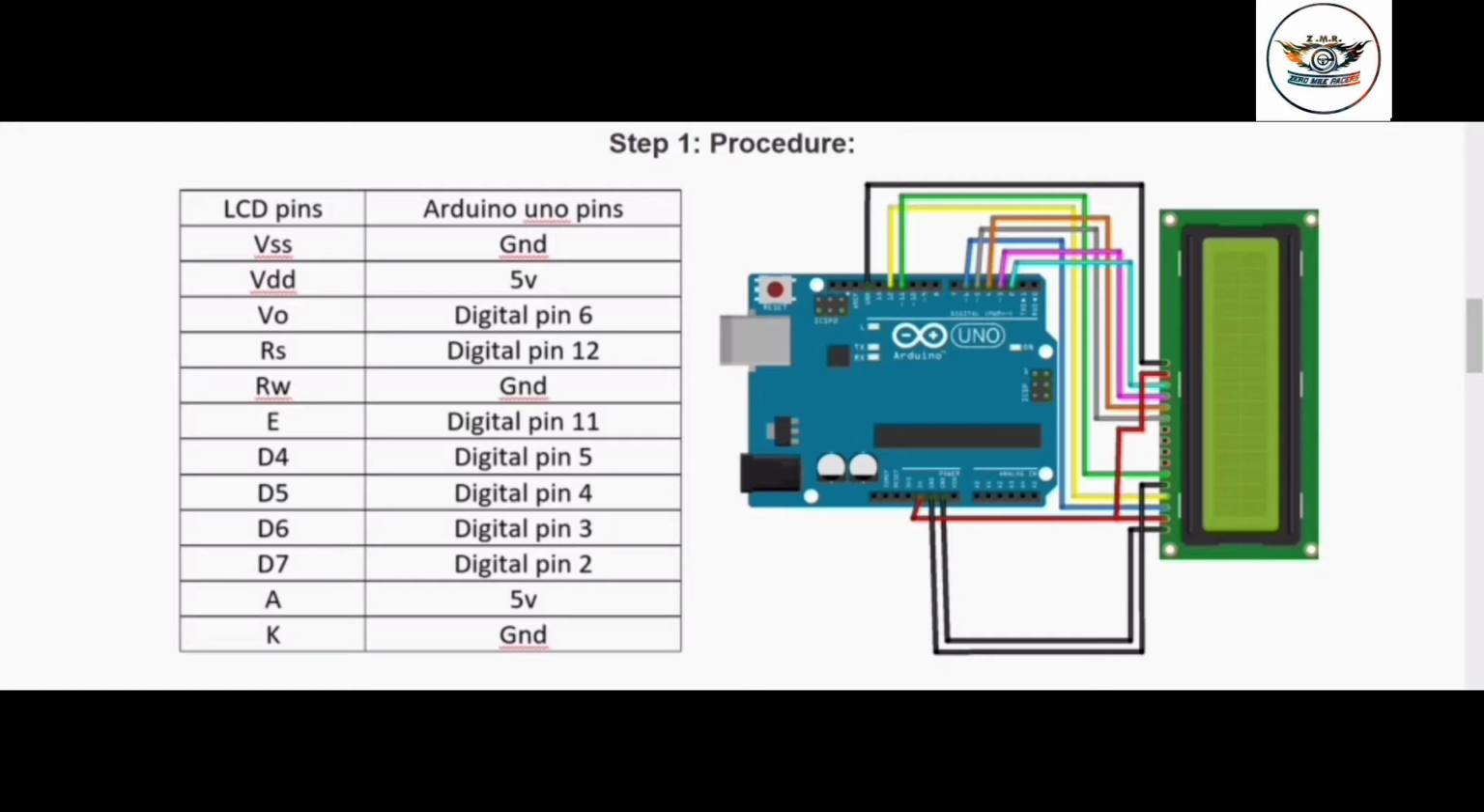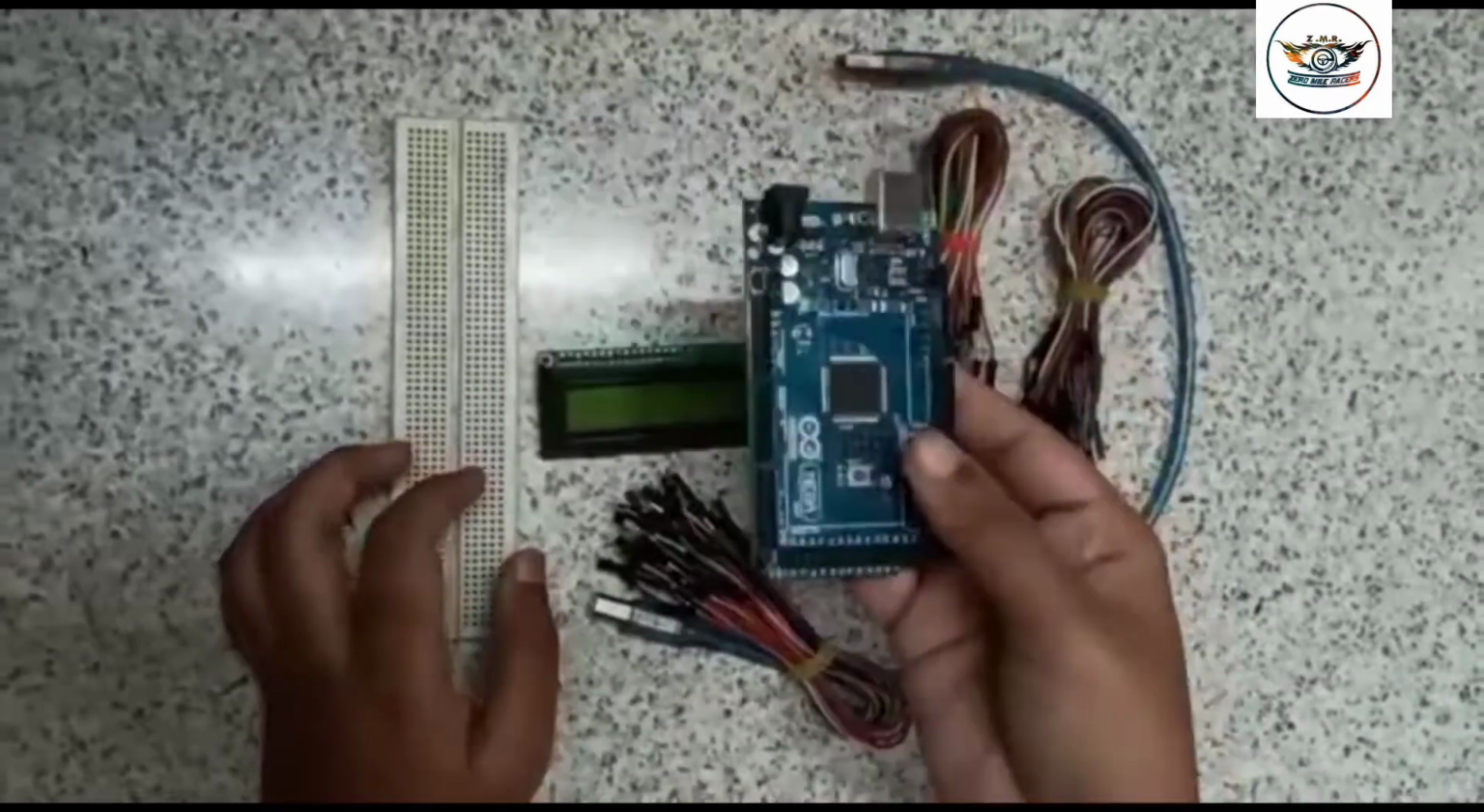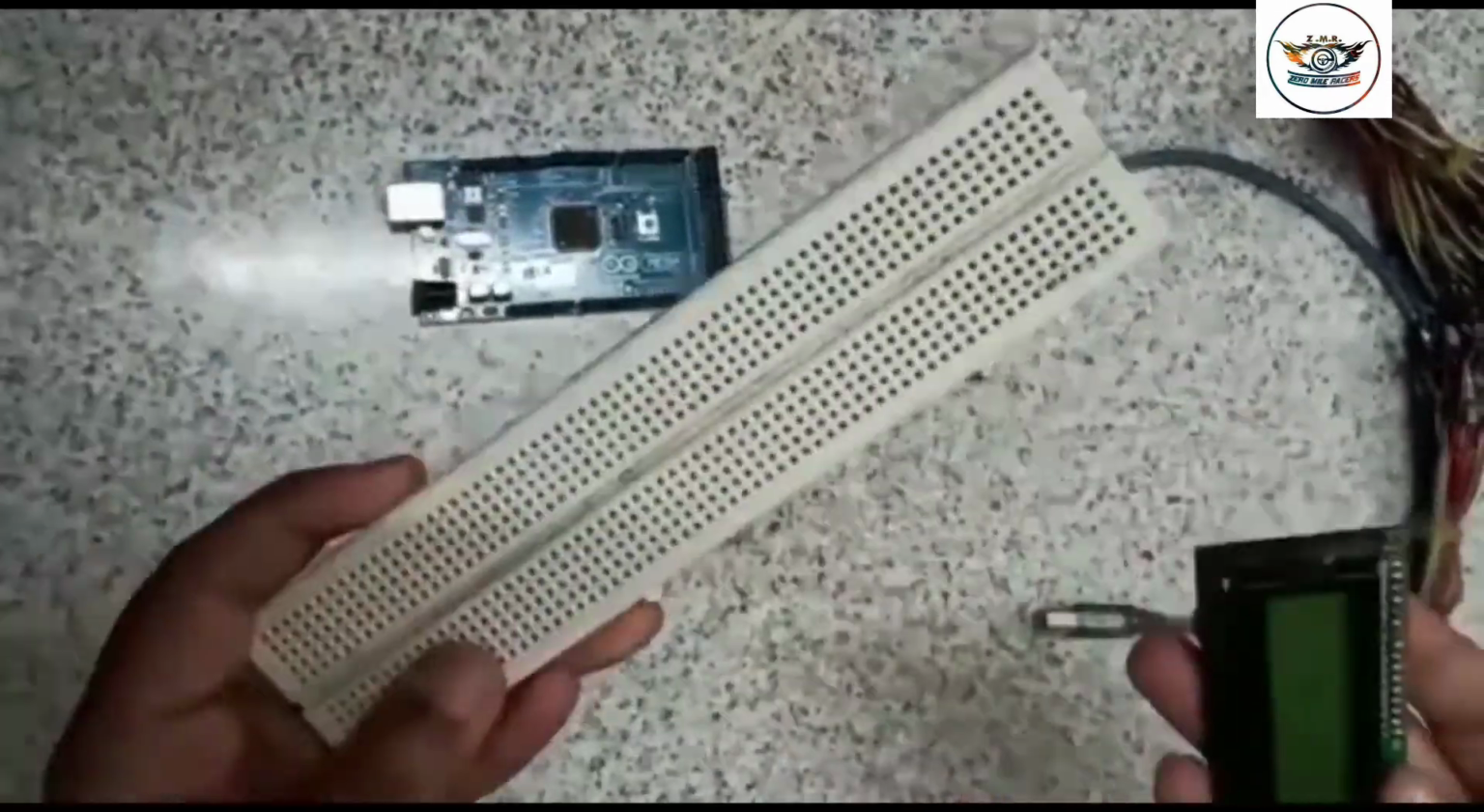So the next is the connections. You have to do the connections as shown in the circuit diagram. Refer to this image, you can just take the screenshot right now, or you can just go to the link in the description. There you will find this image. So you have to do the connections according to this image. You can directly connect it, or you can just use breadboard. We have used breadboard here. First, we will do connections.